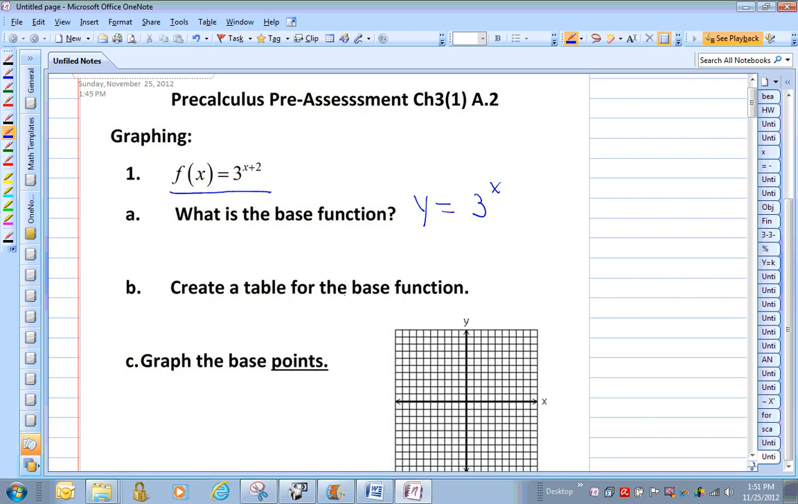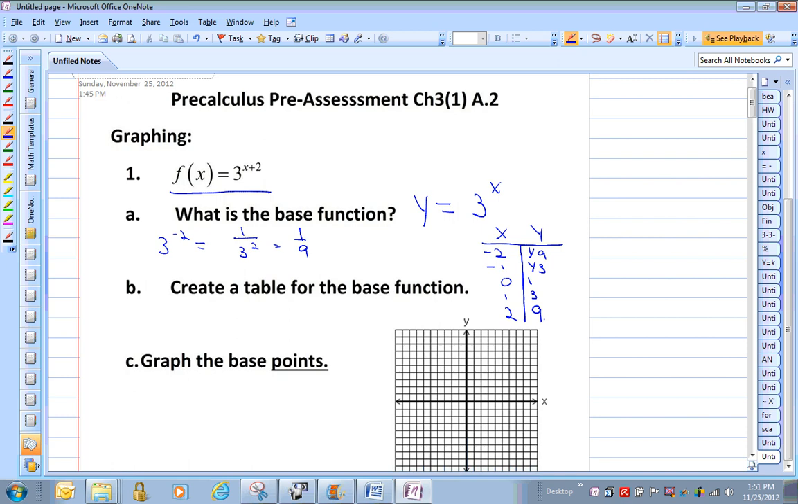We want to create a table for the base function. This is exactly what I want you to do on your test. So you would have your x and your y value, and for this function we're going to use -2, -1, 0, 1, and 2. 3 to the -2 power, let's talk about that. 3 to the -2 power would be the same as 1 over 3 to the +2 power, which would be 1 over 9. And I think you get the picture there. So this would be 1/9. This would be 1/3. Anything to the 0 power is just 1. 3 to the first would be 3, and 3 squared would be 9.